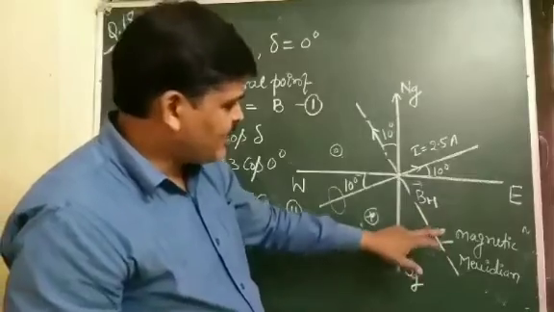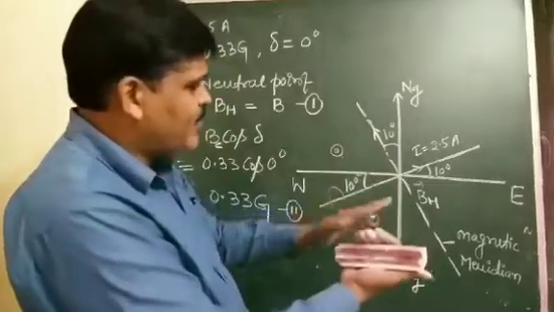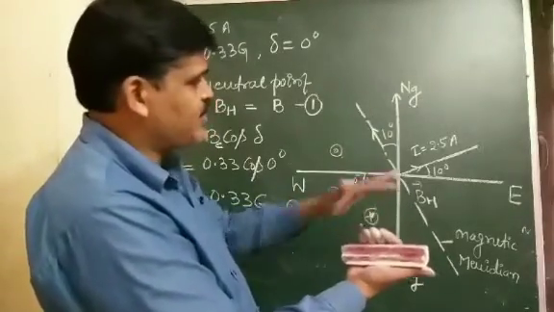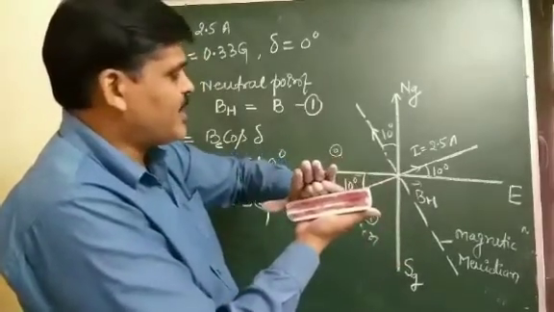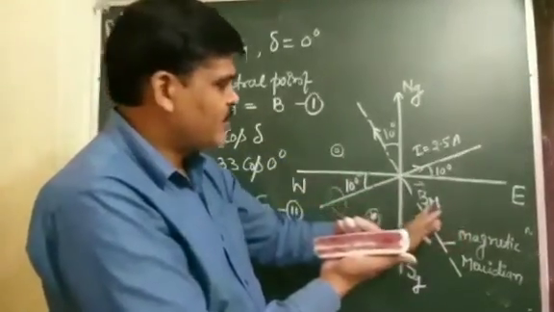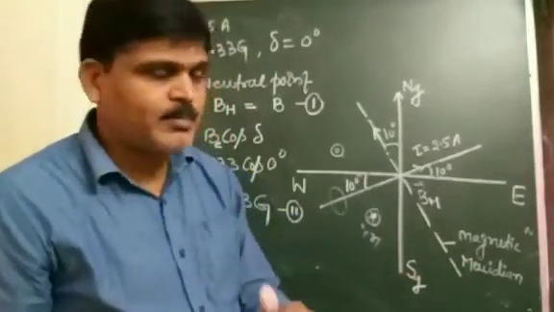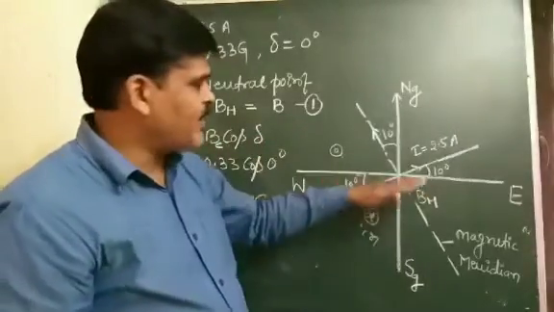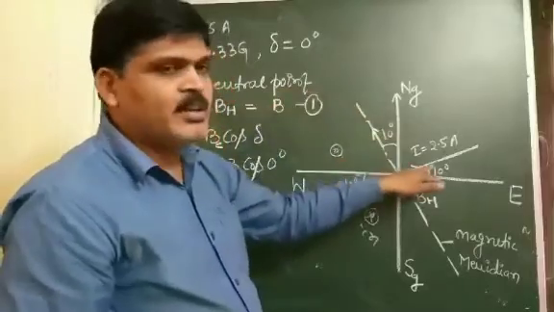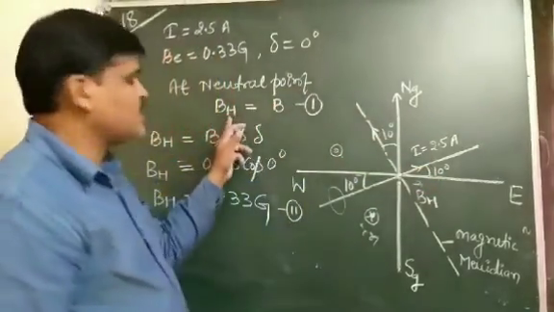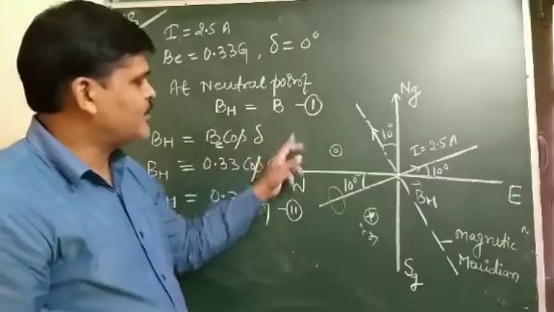The horizontal component of Earth's magnetic field is from magnetic south to magnetic north, and at the point just above the cable, parallel to the cable, the direction of the magnetic field is opposite to the direction of the horizontal component of Earth's magnetic field. So the neutral point is obtained just parallel to and above the cable.